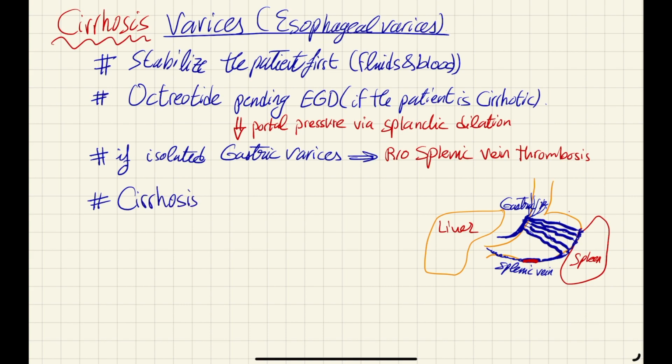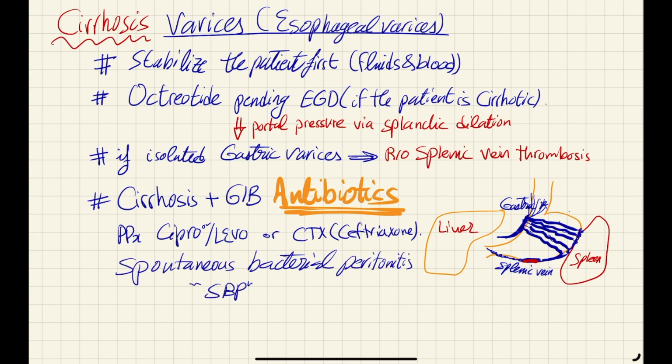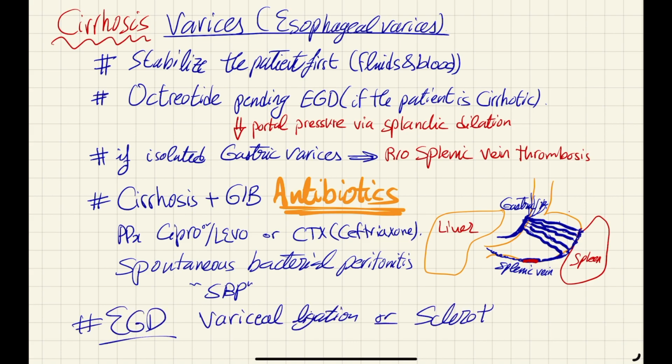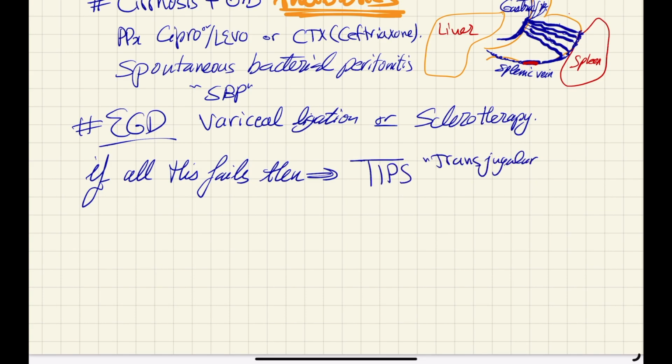Don't forget that. And again, we give antibiotics. We have the fluoroquinolones or the ceftriaxone. We give beta blockers as preventive therapy, also nadolol or propranolol, in cirrhotic patients with variceal bleeding. This is the preventive therapy. And of course, we do EGD for variceal ligation or sclerotherapy. The final step, if all this fails and the patient has a recurrent or persistent bleed, we do something called the TIPS, transjugular intrahepatic portosystemic shunt.